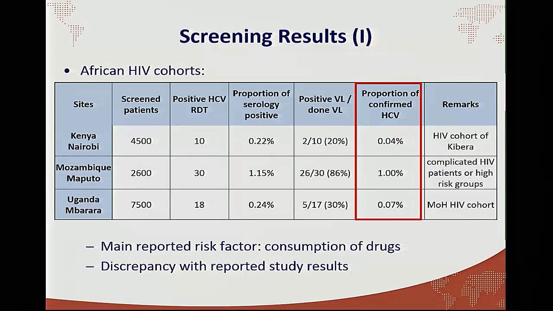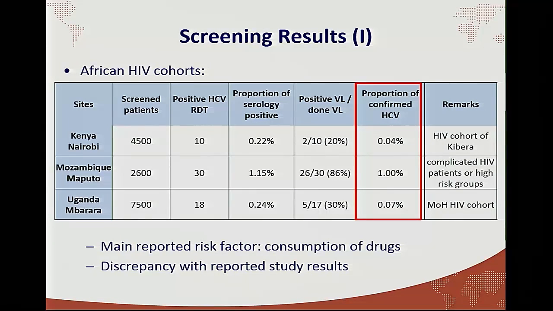So after more than 1 year of activities, we find really two different situations. In Africa, in the HIV cohorts, the reported proportions of positive serology and of viremic patients are very low. It's around 0.05 or 1%. The proportion of confirmed HCV displayed in the table is calculated taking the number of positive viral loads over the number of total screened patients.